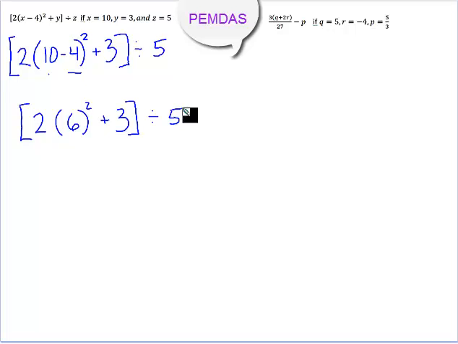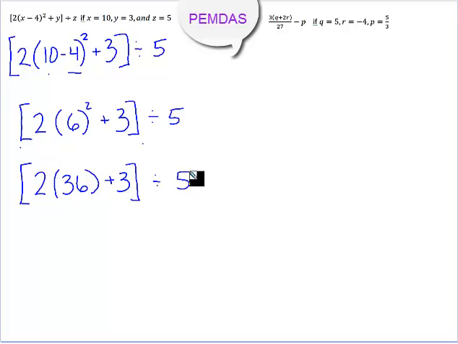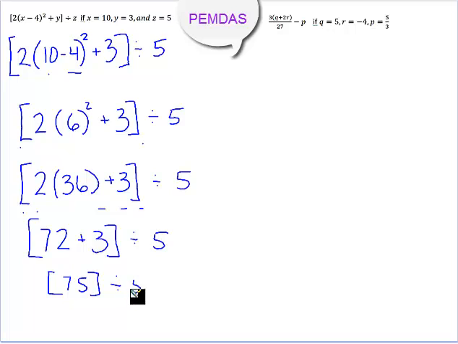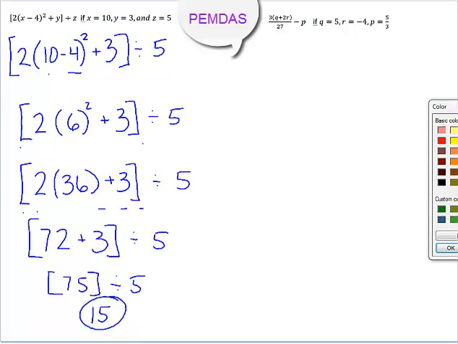Now inside of these brackets here, we have an exponent. So we need to now do the exponent. 6 squared is 36, so we have 2 times 36 plus 3, divided by 5. We have to continue simplifying down this bracket right here. So multiply next. 2 times 36 is 72 plus 3, and then we have to divide by 5. So now we can add 72 plus 3 is 75. And now we just have 75 divided by 5, which is 15. So they're evaluated. Okay, we will do one last problem.